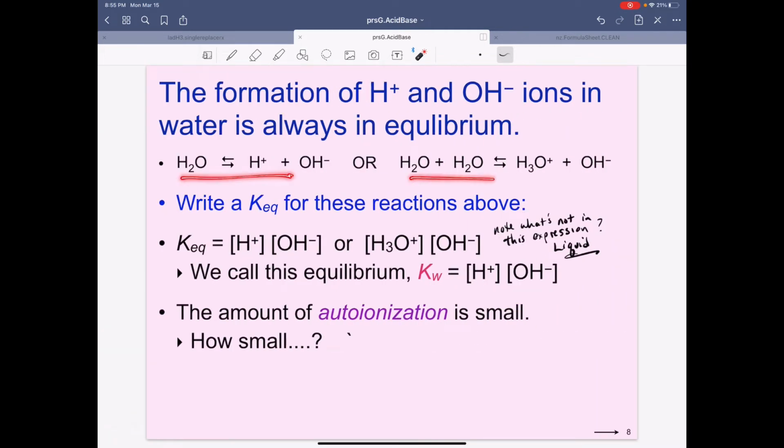So we've got 2 reactions here, water bumping into itself, water decomposing. If we were to write an equilibrium expression for this, I would hope you could write this for this reaction, or you could write for this reaction, you could write that, K equal to. Note what's not in this expression. Notice that we have left water, because it's a pure liquid, out of the equilibrium expression. So Kw, that stands for water, is equal to H plus times OH minus. We call this the auto or self-ionization of water, and the amount that actually proceeds forward is quite small. And you want to know how small.